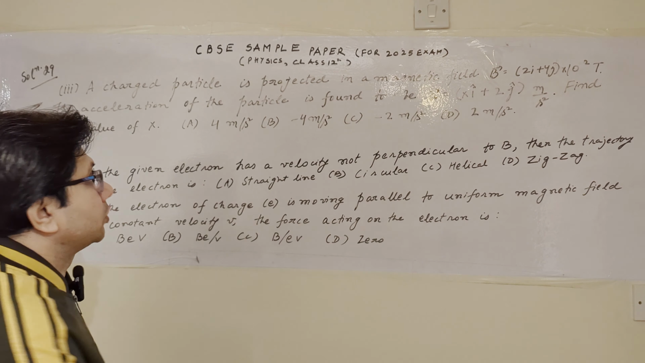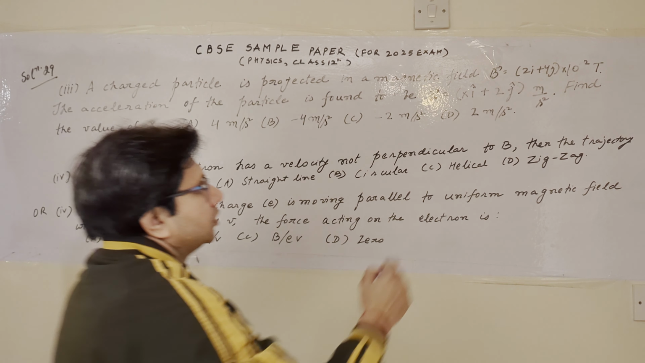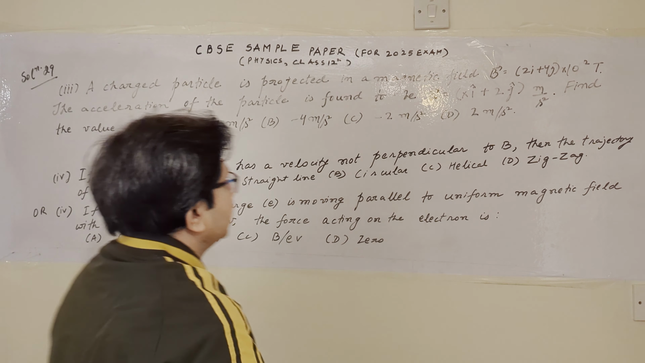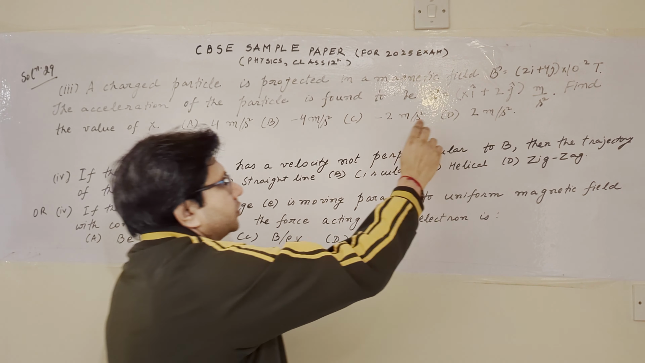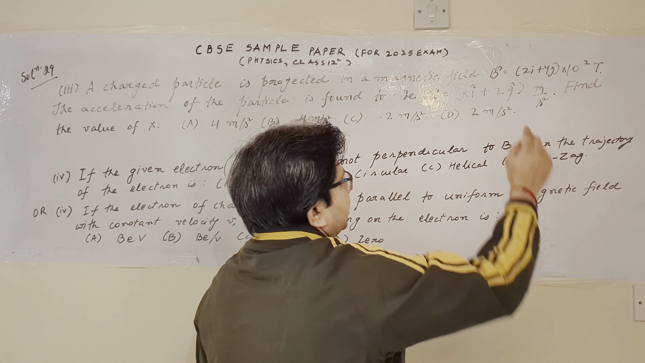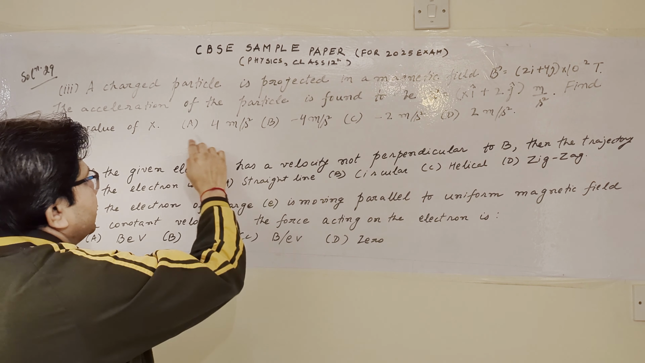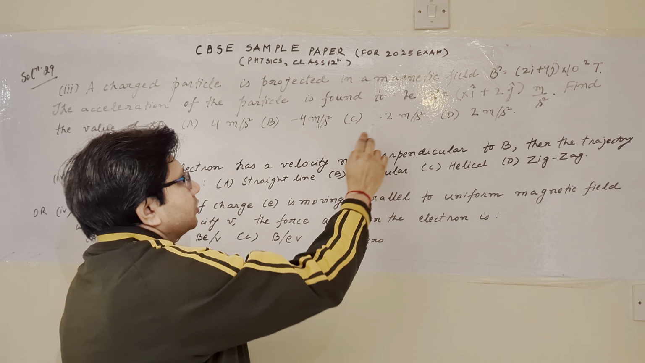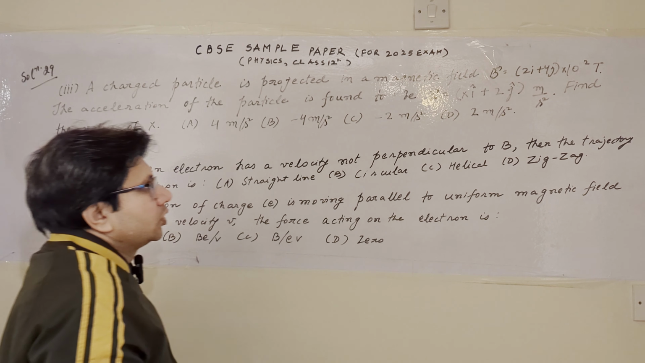Now the third part of this problem is, a charged particle is projected in a magnetic field B equals (2i plus 4j) times 10 raised to the power 2 Tesla. The acceleration of the particle is found to be a equals x i cap plus 2j cap meter per second square. Find the value of x, and the given options are 4 meter per second square, minus 4 meter per second square, minus 2 meter per second square, and plus 2 meter per second square.